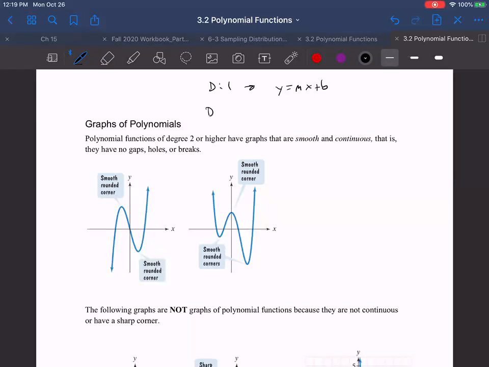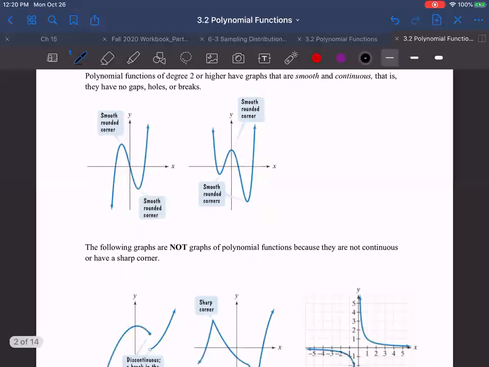And then, of course, degree 0 is when it's just a constant, like y equals 5. Those are both just straight lines. So they are continuous, but they're not curvy. Anything of degree 2 or higher is going to be curvy, smooth, and continuous. And what I mean by smooth is there's going to be no right angles, no sharp corners. It's continuous. There's going to be no jumps or holes or gaps or breaks in it. So they'll look something like what's in those pictures.